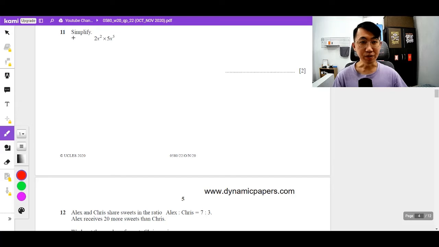Question 11, simplify, and it's an indices question, right? So show your working. 2 times 5, number times number, x. For multiplication, the powers are going to add up to each other. So you're going to show your working. 2 plus 5 on top. Continue to simplify this, so it's going to be 10 x power of 7. So that's how you show your working for this question. 10 x power of 7.